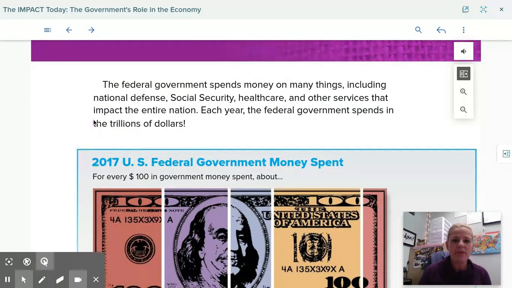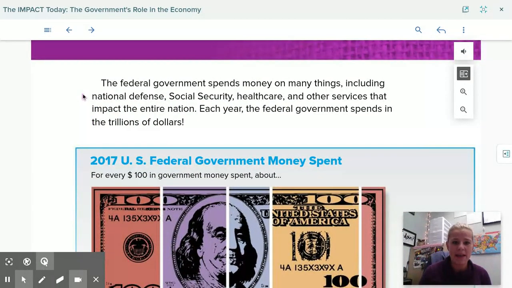The federal government spends money on many things, including national defense, Social Security, healthcare, and other services that impact the entire nation. Each year, the federal government spends in the trillions of dollars. So on the last page, we talked about how they collected $3.3 trillion in the year 2017. So let's see what types of things they spent money on.